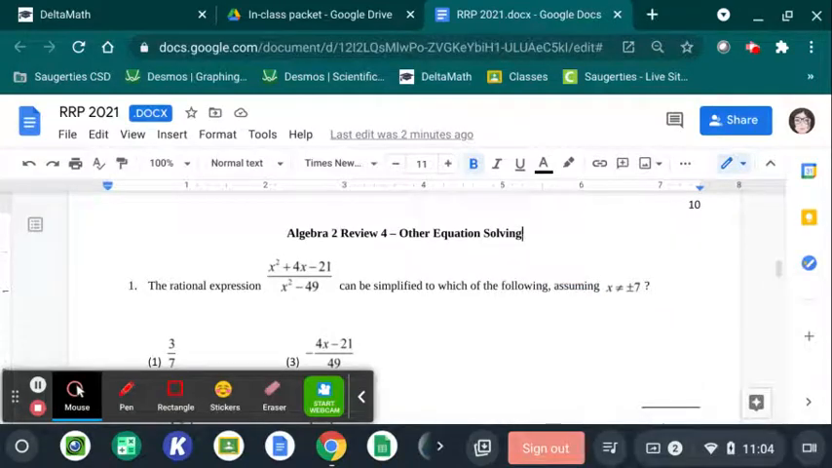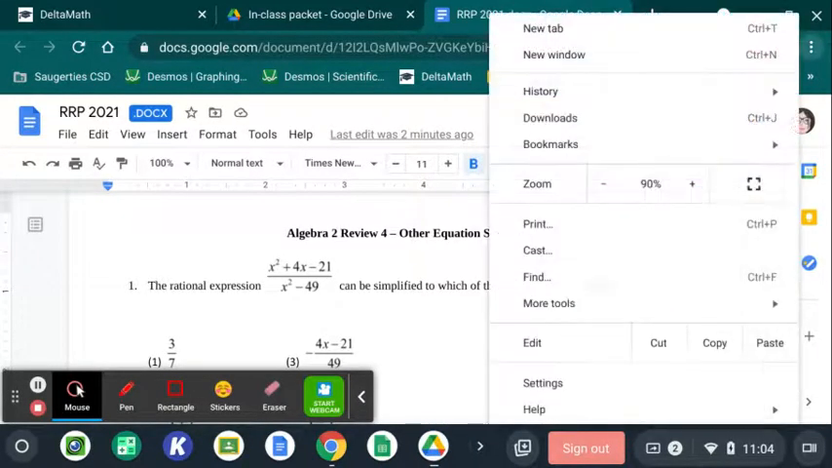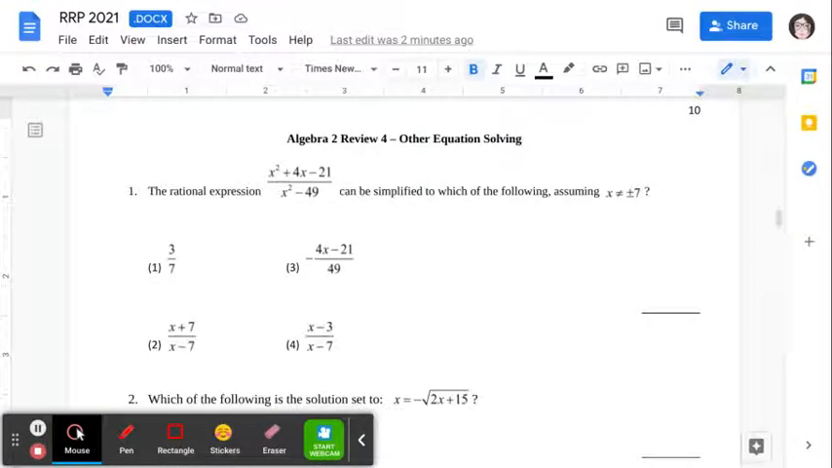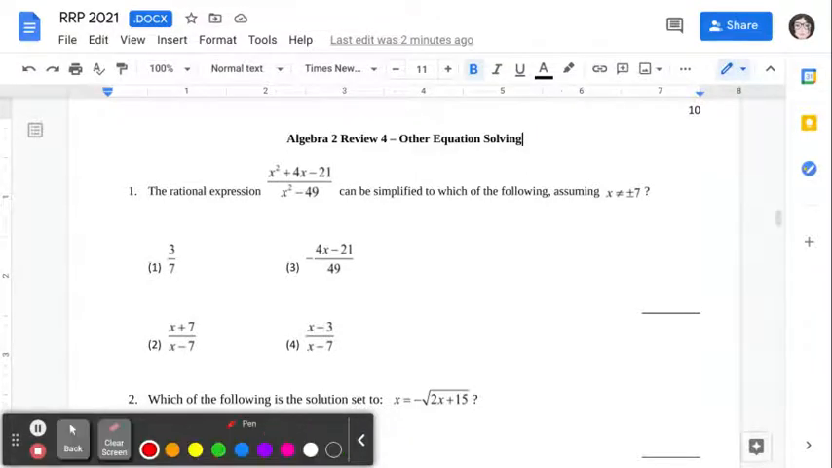So today we're working on review number 4, other equation solving. Warning, disclaimer: this video might be a little long, but there's a lot of steps to these. So feel free to skip, watch things on double time, do what you need to do to understand this work.